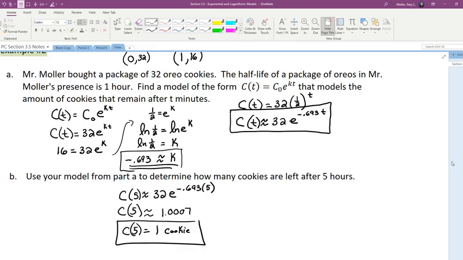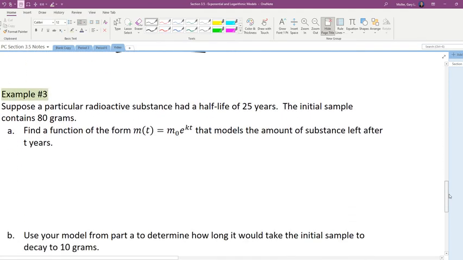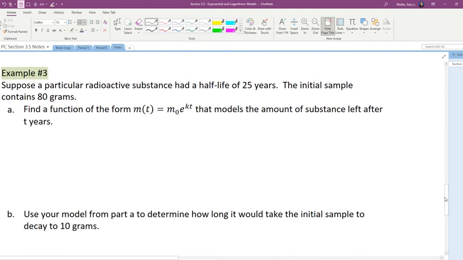Let's take a look at this again now with a more realistic problem. All right, so suppose you have a particular radioactive substance that has a half-life of 25 years, and the initial sample contains 80 grams. Find a function in the form of m of t equals m sub 0, meaning the initial mass, e to the kt power. All right, so once again, I know what the initial mass is. They gave it to me in this case, it is 80 grams. So I've got m of t equals 80 e to the kt power. So I'm on my way. I just don't know what k is.